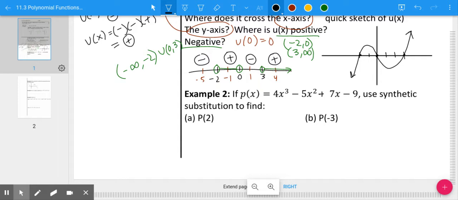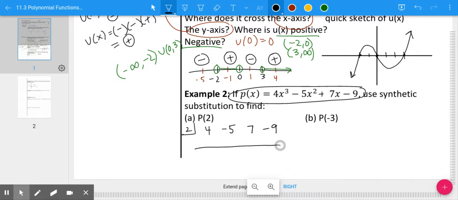If you don't remember synthetic substitution, what you do is you find the number you're plugging in, you put it in the little box, you line up the coefficients of your function you're dividing by. So we have a 4, then a -5, that was supposed to be a 5, then a +7, and then a -9. If you don't have a term, like if you're missing an x term or something, you would put a 0 placeholder for it.